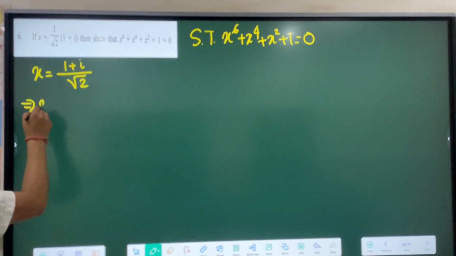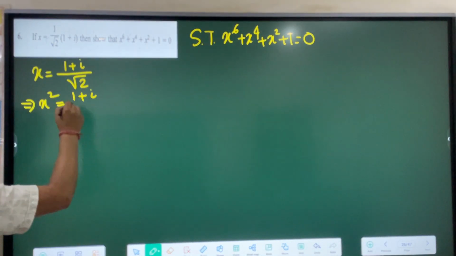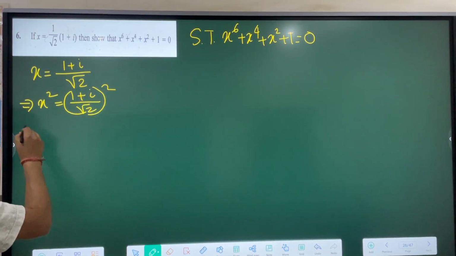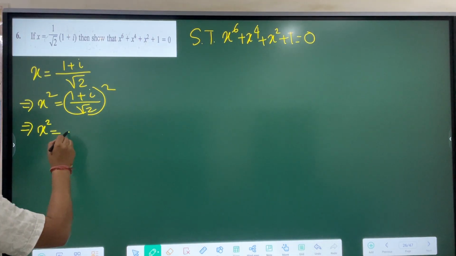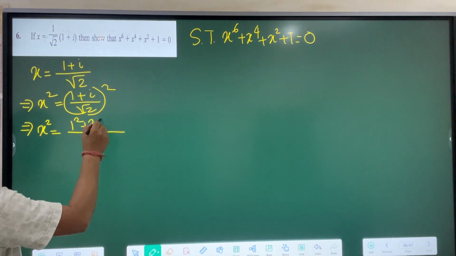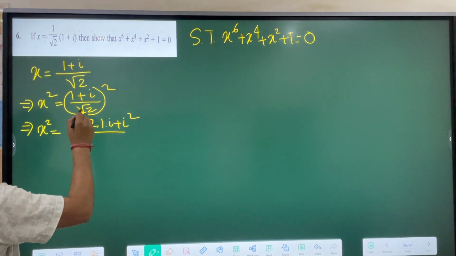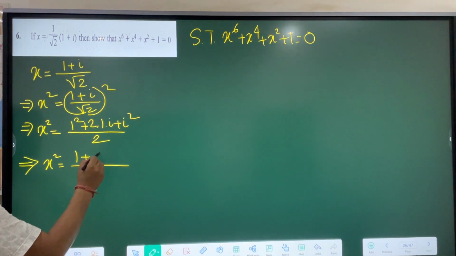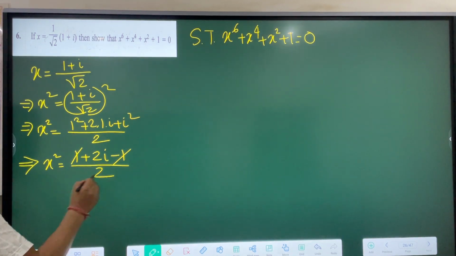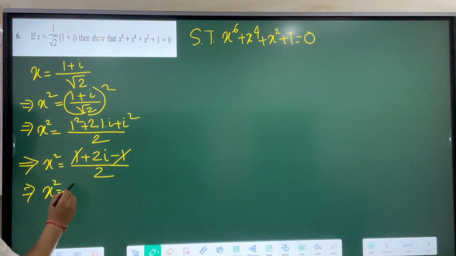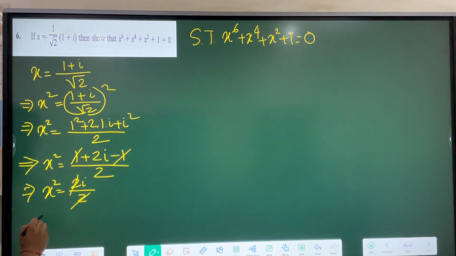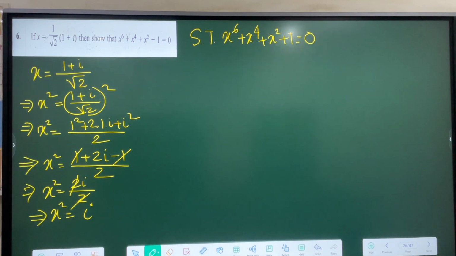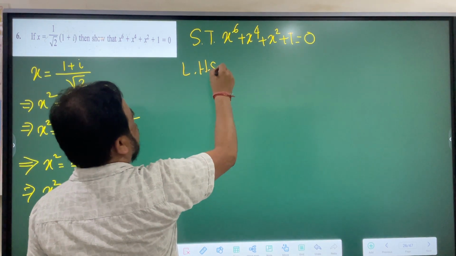We will find out by squaring both sides first. x square equals 1 square plus 2 into 1 into i plus i square, over root 2 square, which is 2. x square is 1 plus 2i minus 1, over 2. x square is equal to 2i by 2. So x square is equal to i, we have got. We have got the value of x square, that is i. Now the left hand side is very simple, explaining.